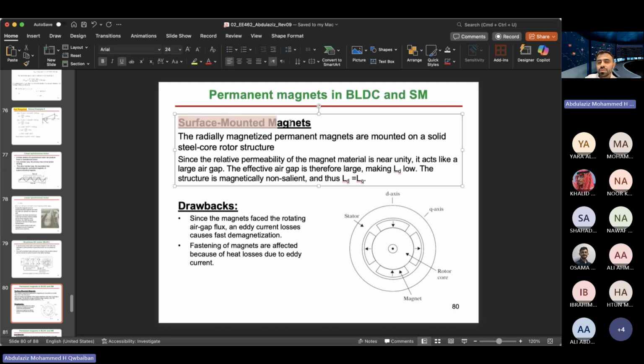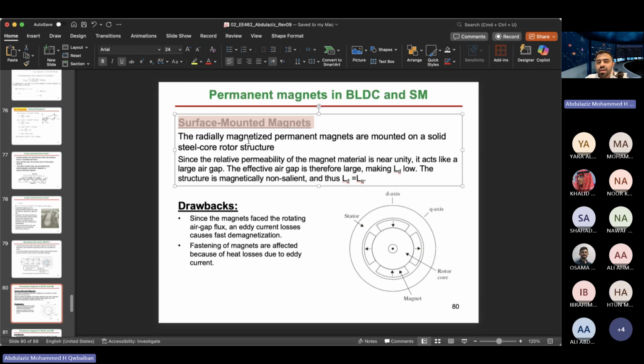What does surface mounted mean? What surface? The surface of the rotor or the surface of the stator? It is the outer surface of the rotor. Clearly, they somehow glue the magnet on the rotor. What is the issue of gluing the magnet on the rotor? If you glue them, at very high speed those magnets would lose the glue and fly off. This is one of the downsides of surface mounted magnets.